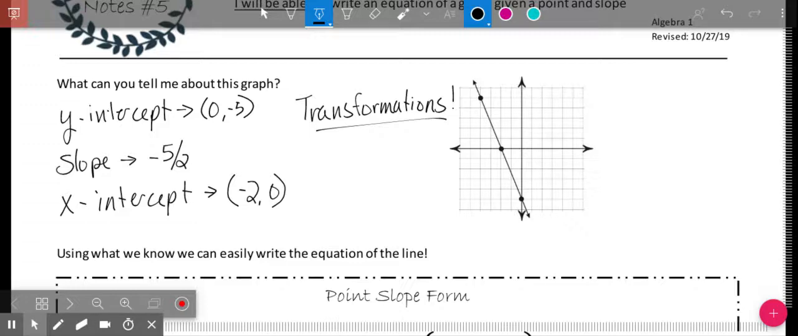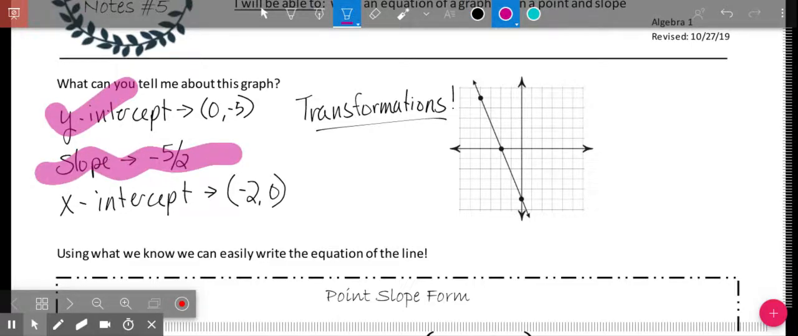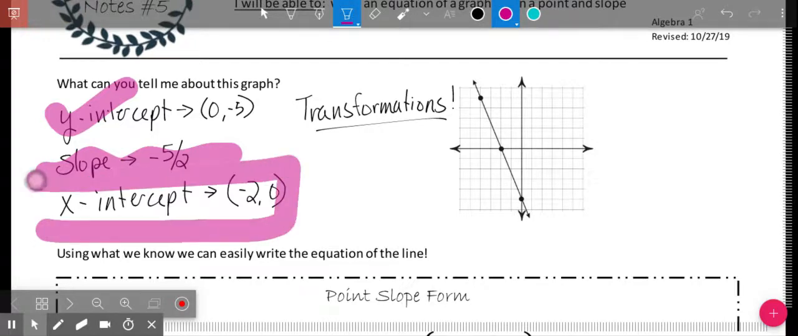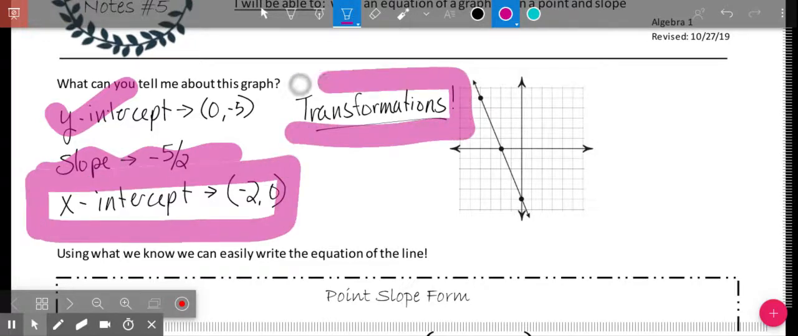We knew things like the y-intercept. We knew things about the slope. We were able to talk about the x-intercept probably. We probably even talked about some transformations. So those were all things that we already knew about this graph without being able to write the equation.